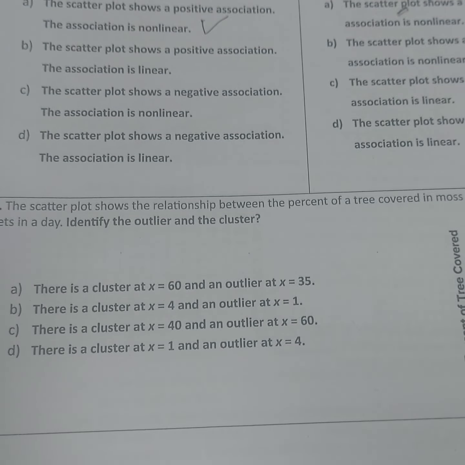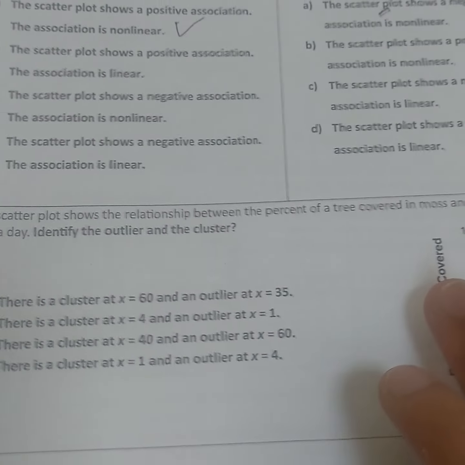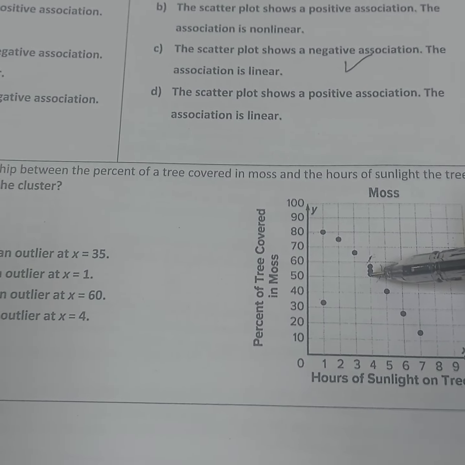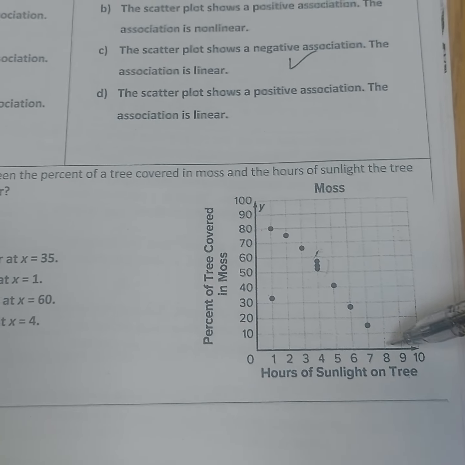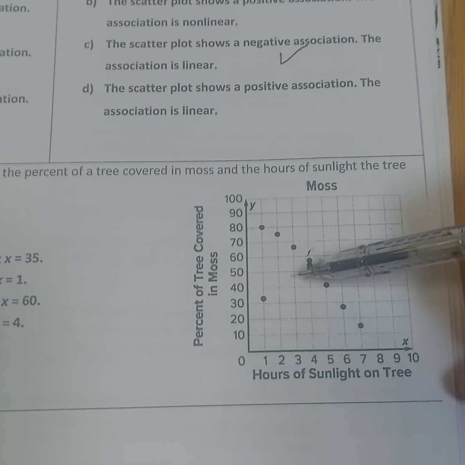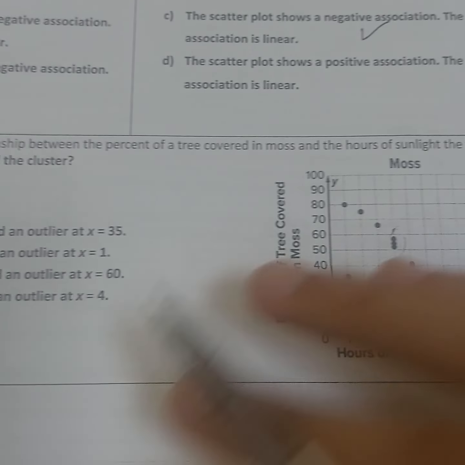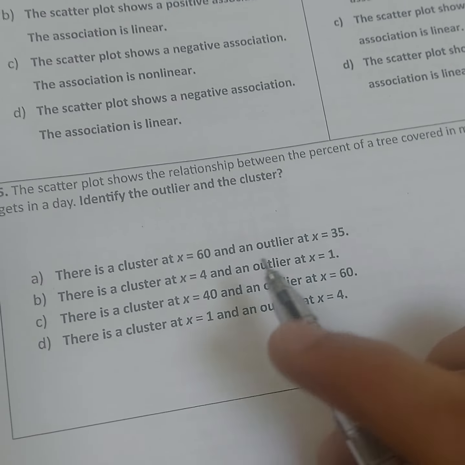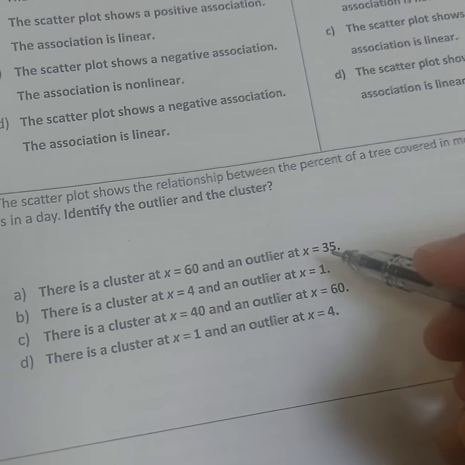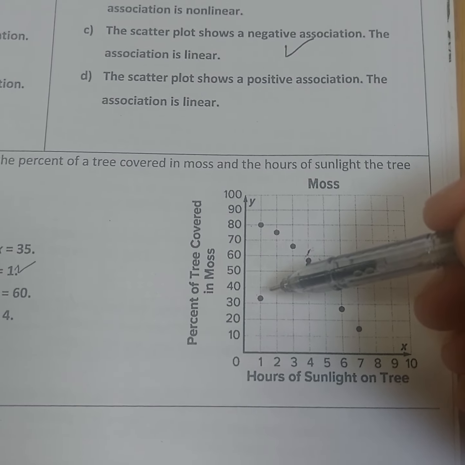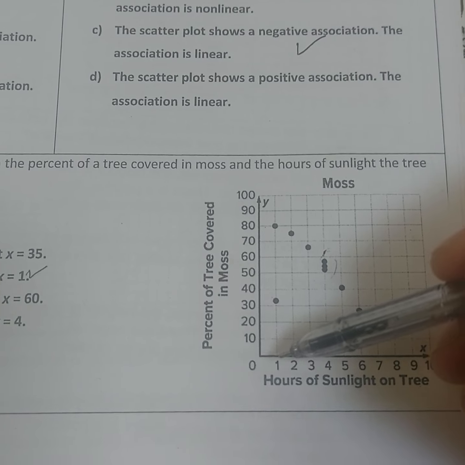Question 5. There is a cluster at x equals 60. What is the cluster? The cluster is here. At x equal what? Take care. This is the x and this is the y. So the cluster is actually at x equal 4. Very good. So which one of them? B. Cluster at x equal 4 and outlier at x equal 1. What is the outlier? Here is the outlier at x equal 1.